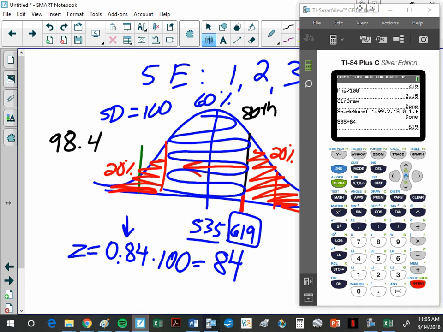Okay? And that's pretty much how this class works from now until the end. Chapter 5 is pretty much it. Now we're going to get into some other stuff like combinations and some other things. But basically, this is what you need to be able to do until the last day of class. Can you take a score and calculate an area? And can you take an area and calculate a score?